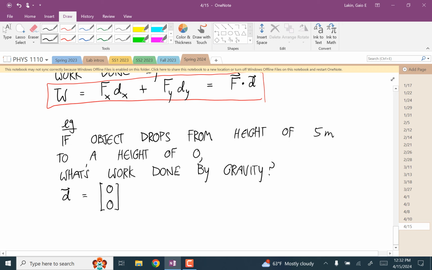What's the position vector at the earlier instant? Yeah, 0, 5, right. And so the displacement vector is 0, negative 5. Or in other words, if you want to visualize it, it's a vector pointing in the negative y direction with a magnitude of 5 meters.